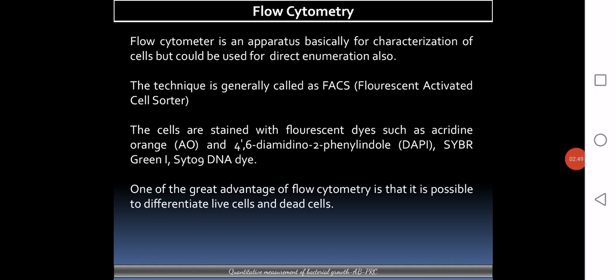The fluorescence activated cell sorter, or FACS in short, basically works under the principle of flow cytometry. The flow cytometer is an apparatus used for characterization, and we can also use it for enumeration or cell sorting. Definitely fluorescent dyes like acridine orange or DAPI or SYBR Green, etc. will be used. And as already mentioned in the beginning, the advantage is that this machine can differentiate live cells and dead cells.